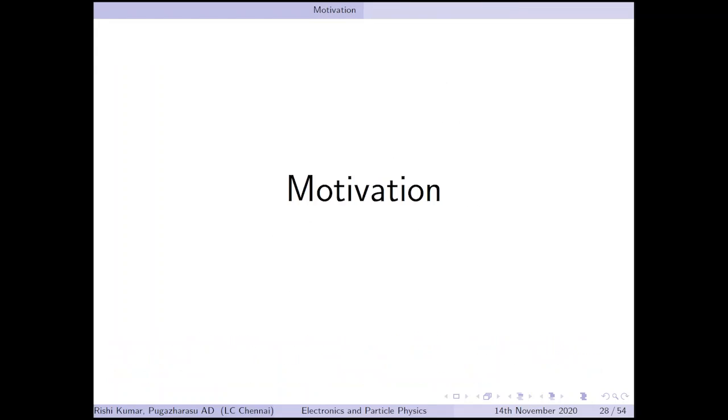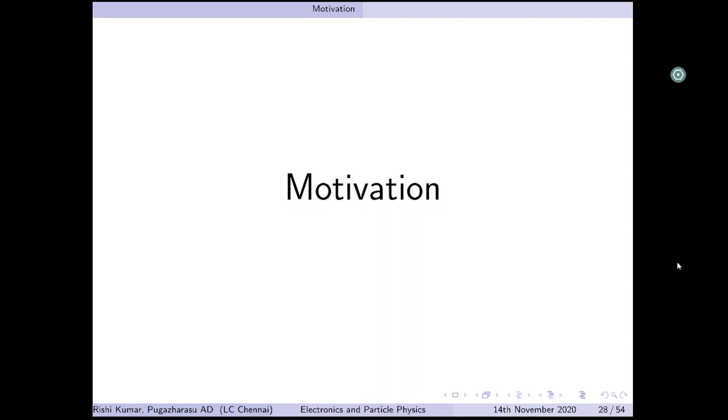So from now I'm going to hand the stage over to Pugazharasu, who is going to be talking about the electronics that are involved in this entire Large Hadron Collider project and how we use them. All right. So thank you, Rishi, for the warm coverage of high-energy physics. And now that we have our context well set, we are ready to go through the electronics applications that play a very crucial role in this field.